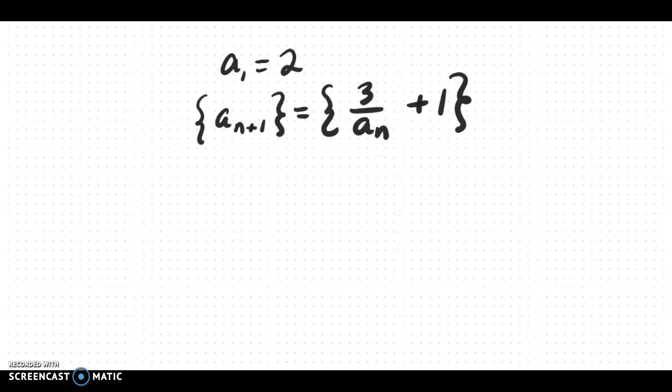This type of formula is a recursive formula, meaning the following term is defined by the previous term. The next term is defined by the previous term. So in this situation, it says find a sub 2.